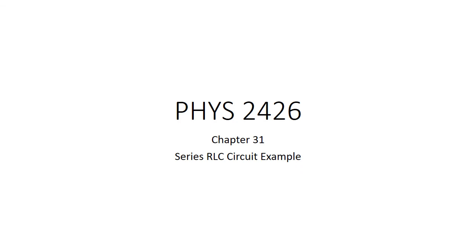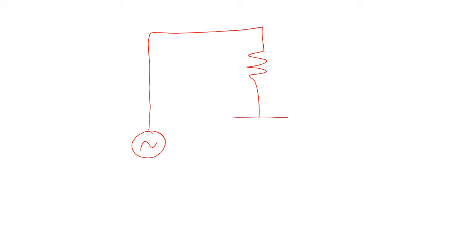So I'm going to do an example of a series RLC circuit. The circuit that we're going to do here is going to be power supply, AC power supply, a resistor. Well, let's put a capacitor in here. Let's put an inductor in here.